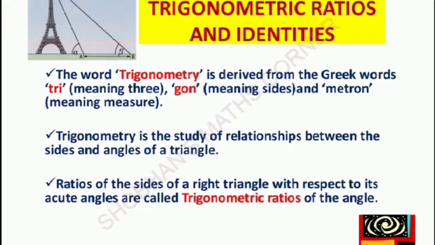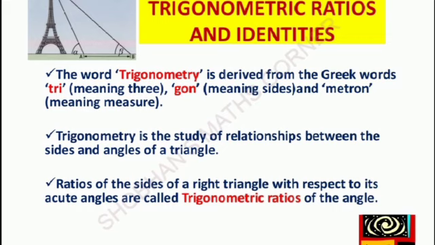What is trigonometry? Trigonometry is the relation between the angles and sides of a triangle. So if you know the sides and angles, we can make some relation between those two. The word trigonometry came from the Greek words trigon and metron, which mean three sides measurement.